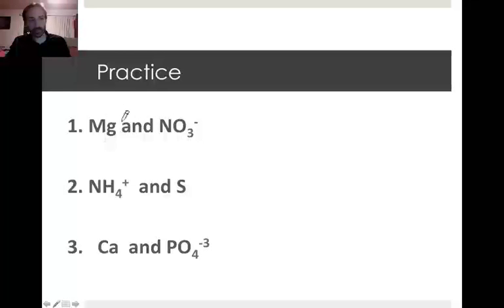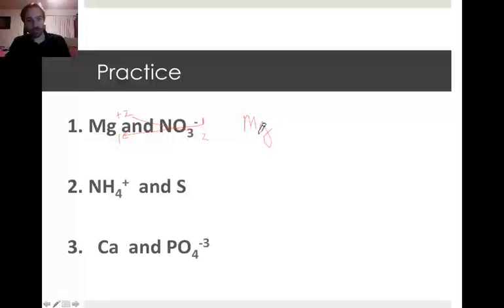Let's see what we got here. So we have magnesium and nitrate. So magnesium has a charge of positive 2. Nitrate, I've already given you the charge. It's -1. So if we swap and drop, the 2 goes down here. The 1 goes right here. So your formula ends up as Mg, don't need to write the 1, right? And then nitrate, we have more than one of it, so I go NO3, and I put the 2 on the outside.